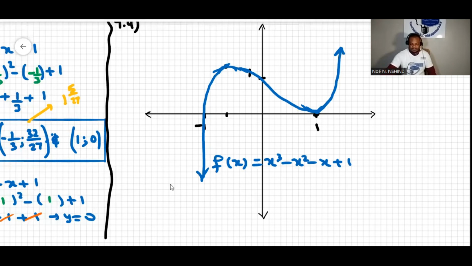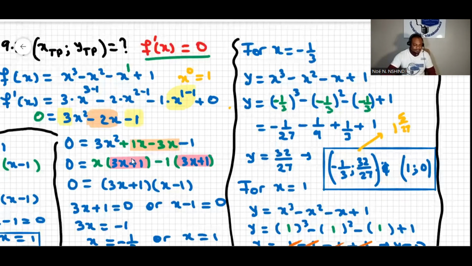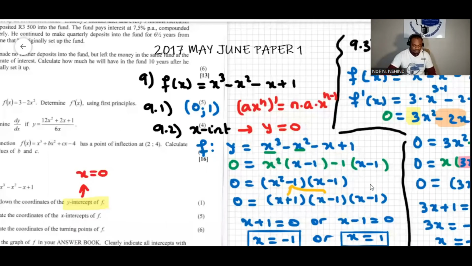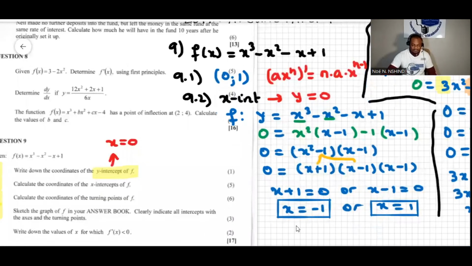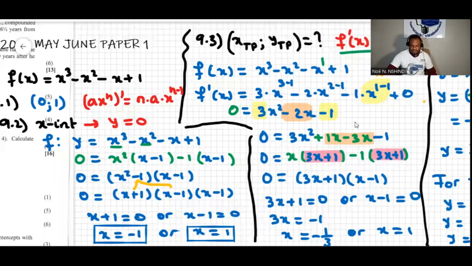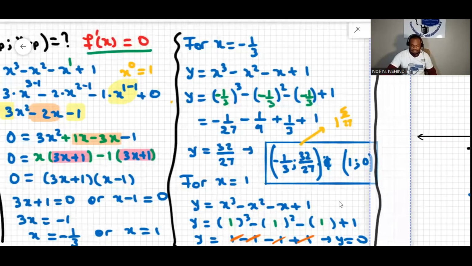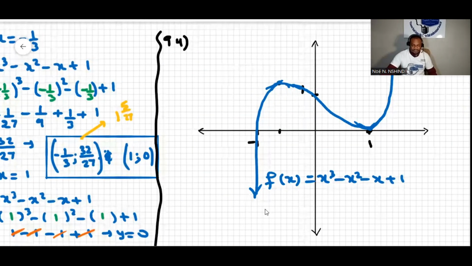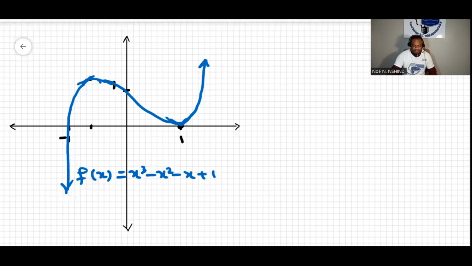Good. Now, the next question is 9.5. The question says, write down the value or the values of x for which f prime is less than 0. We're looking for the values of x for which f prime of x is less than 0.